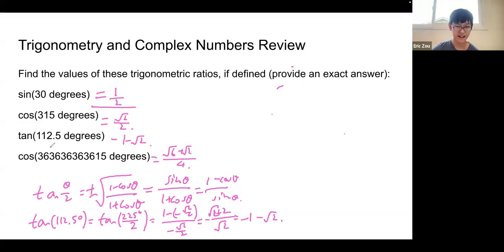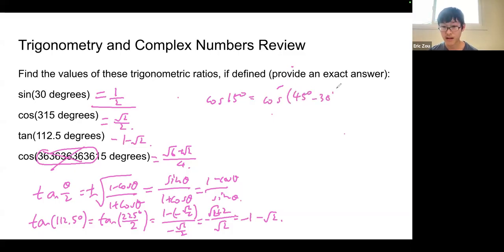And the strategy for this is you notice that cosine is periodic 360 degree wise. So this part is all a multiple of 360 degrees, so you don't need to worry about this at all. All you need to do is find cosine of 15 degrees. You can use the half angle formula, or you can use the other one, the angle subtraction. I'll just use angle subtraction here. Cosine of 15 degrees is cosine of 45 minus 30 degrees, which is cosine cosine plus sine sine.